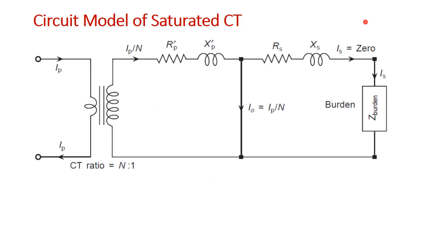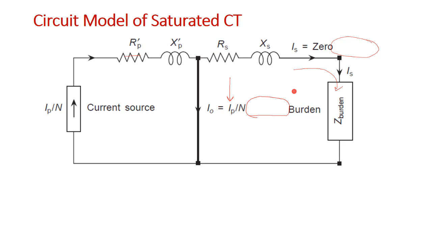So now let us see the circuit model of a saturated CT, how it looks in fact. This is your primary current and this is the reflection of the primary current. Now in the magnetization path, a very high current will flow under saturation condition. So therefore your IO will become approximately equal to IP by N, and your secondary current will become 0. Because the high current is drawn in the magnetization branch because of the saturation, the current flowing through the burden will become 0 gradually, right?